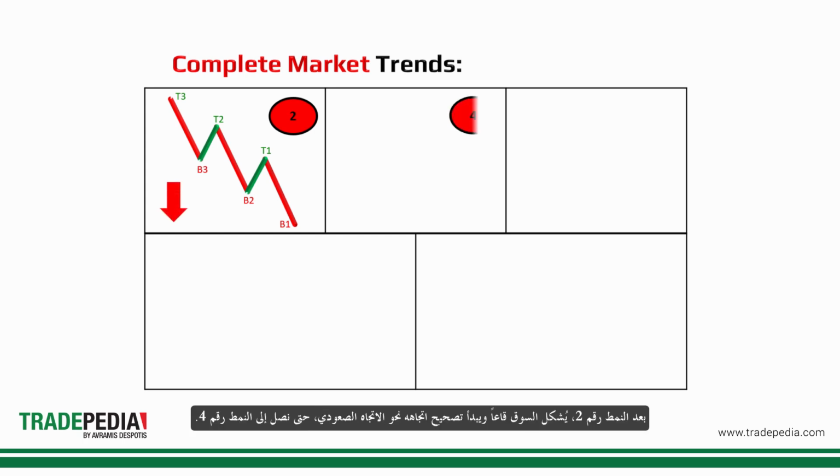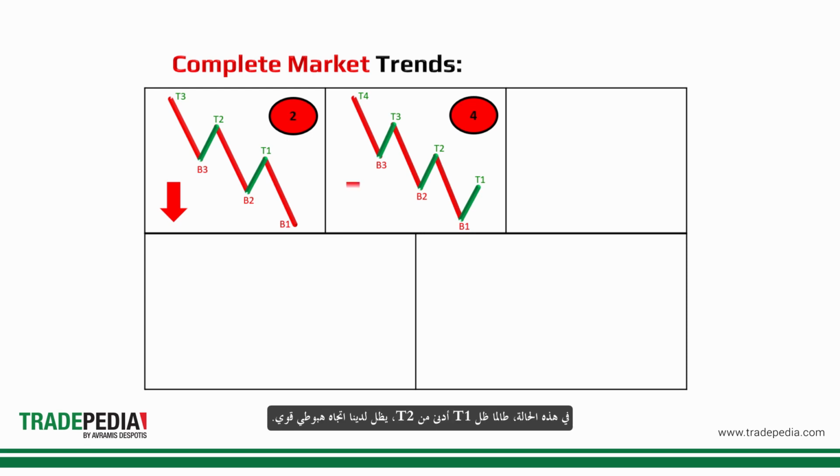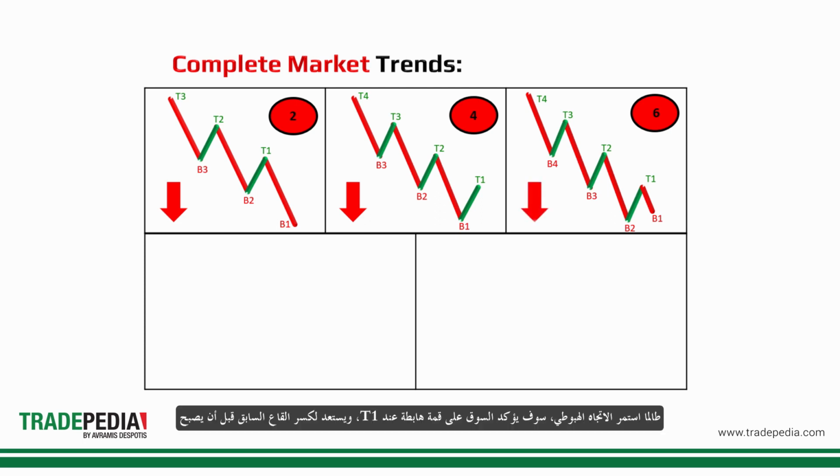After pattern number 2, what will happen? The market will make a bottom and start correcting upwards, leading us to pattern number 4. In this case, as long as T1 remains below T2, we continue to have a strong downtrend. And as long as the downtrend continues, the market will confirm a lower top at T1 and prepare to break the previous low before becoming a number 2 again. And this is how the trend flows from 2, 4, 6, and then back to 2.